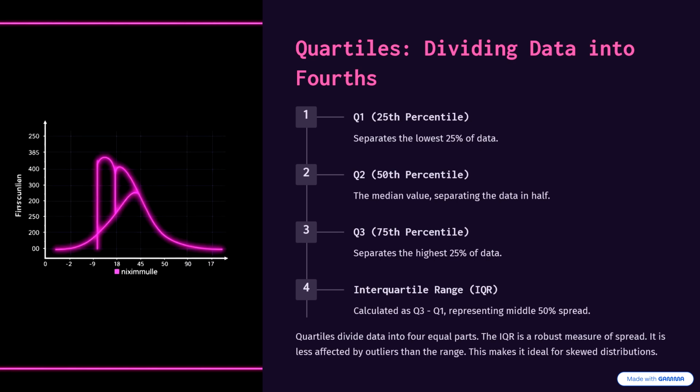The fourth one is the interquartile range. The interquartile range is also known as the IQR. It is calculated as Q3 minus Q1, representing the middle 50% of the spread. The quartiles divide the data into four equal parts. The IQR is a robust measure of the spread. It is less affected by outliers than the range. This makes it ideal for skewed distributions.